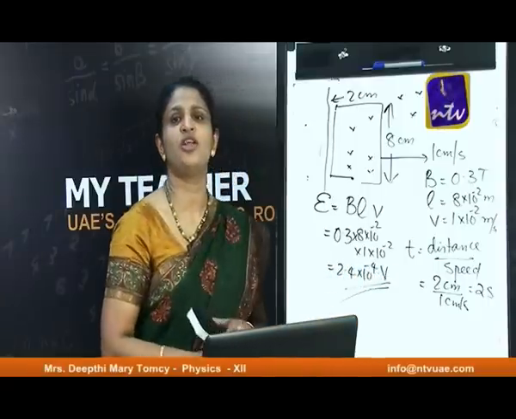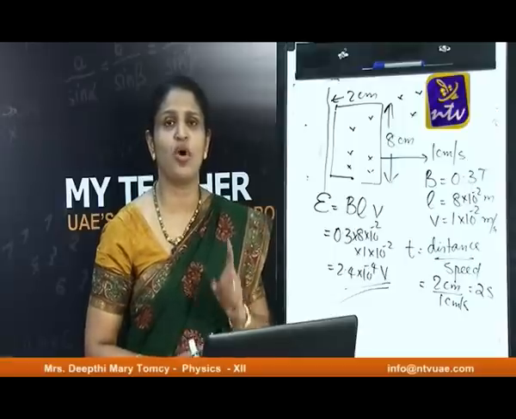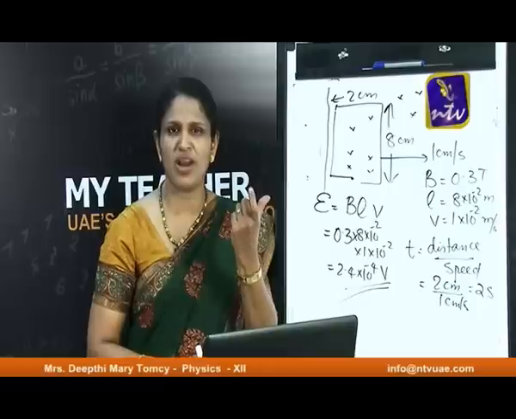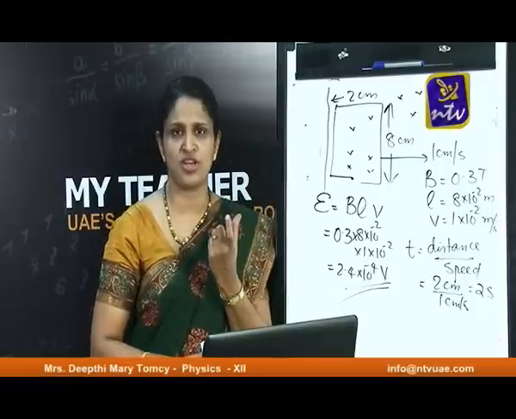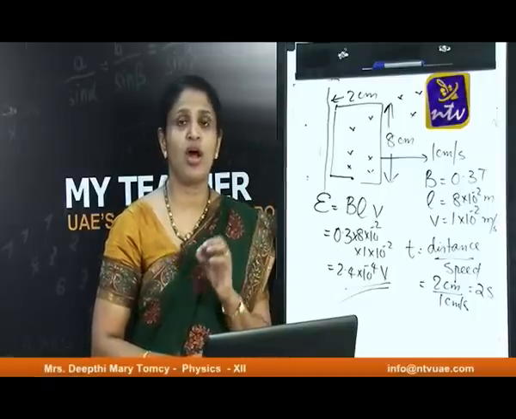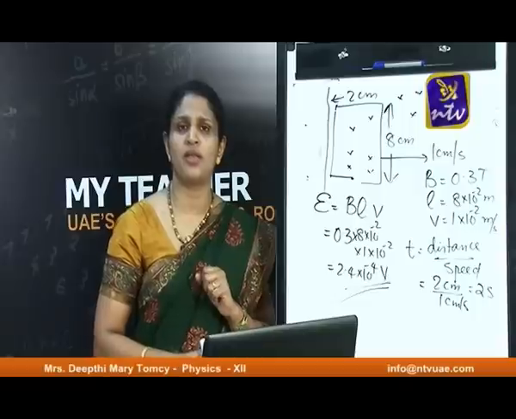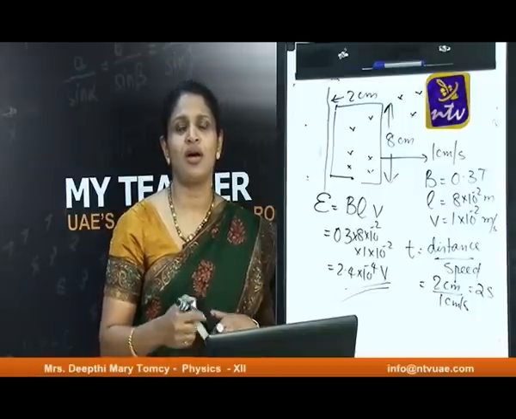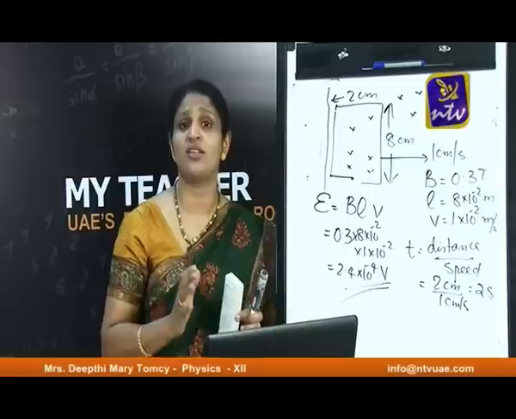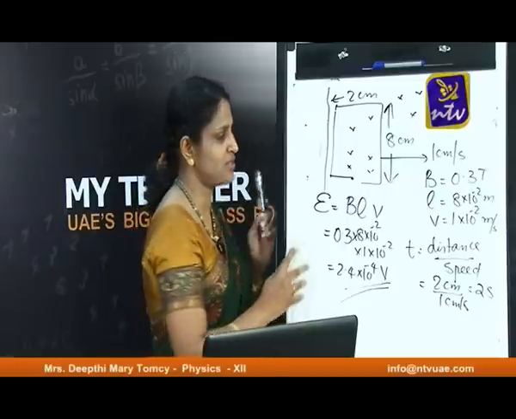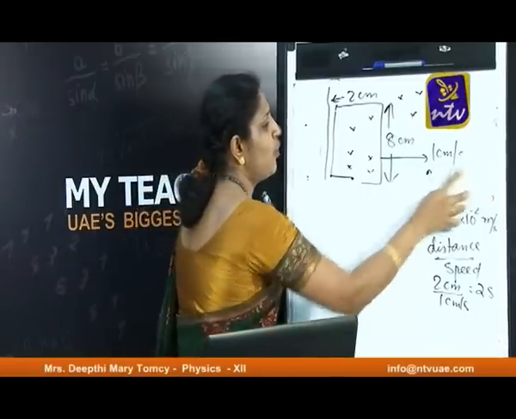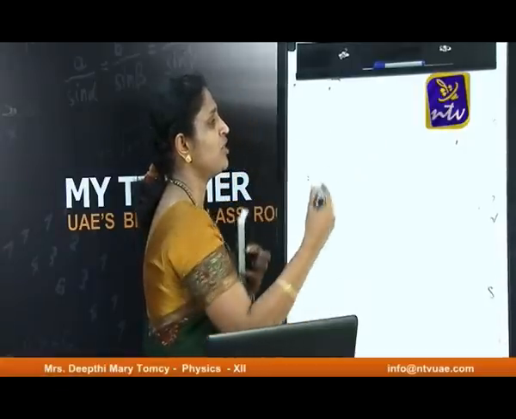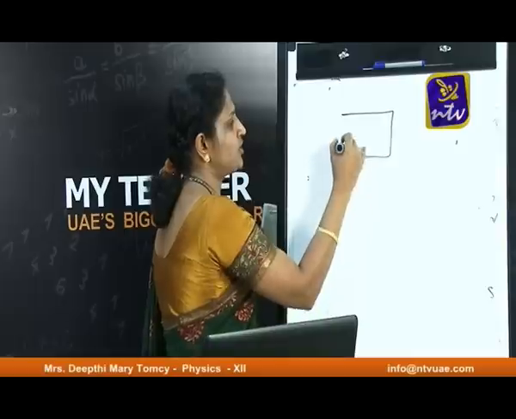This is the voltage that is being induced in the coil, but this voltage lasts only for 2 seconds because the breadth of the coil is only 2 centimeter. According to Faraday's law, the EMF induced lasts only as long as there is a change in the magnetic flux. Now let us see what will happen if you move the coil in such a way that you are moving the shorter side outwards.